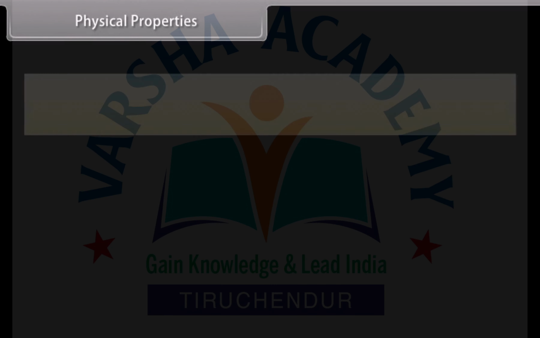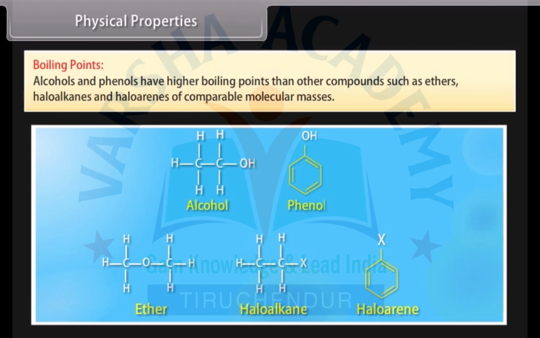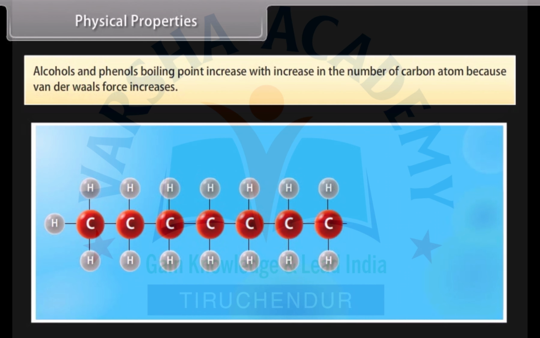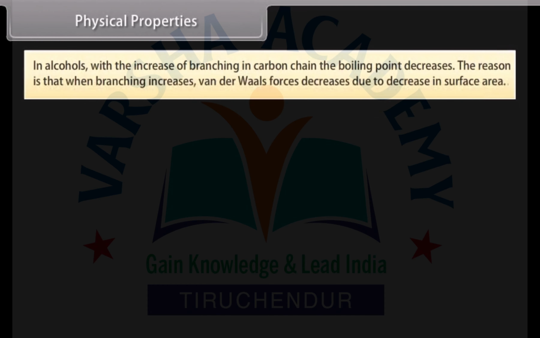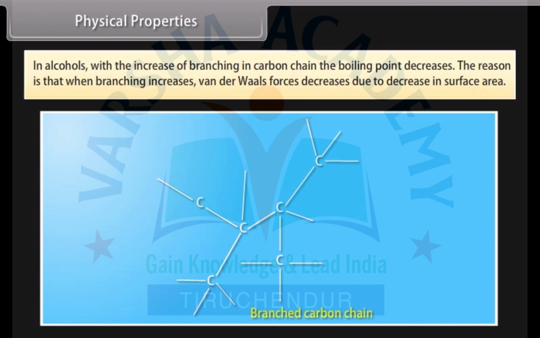Physical properties. Boiling points. Alcohols and phenols have higher boiling points than other compounds such as ethers, haloalkanes and haloarenes of comparable molecular masses. Alcohols and phenols' boiling points increase with increase in the number of carbon atoms because van der Waals force increases. In alcohols, with the increase of branching in the carbon chain, the boiling point decreases. The reason is that when branching increases, van der Waals force decreases due to decrease in surface area.